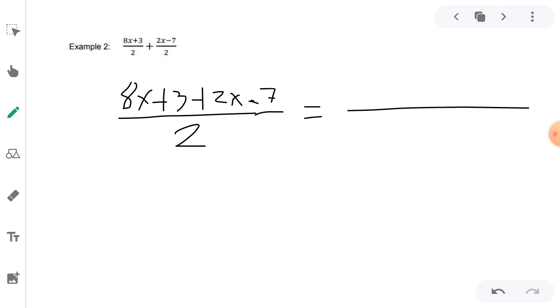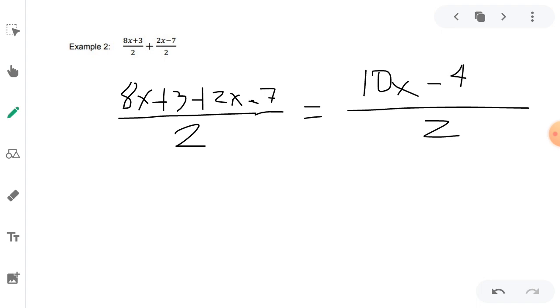And then, anong gagawin na next step? Kung mapapansin natin yung ating numerator, they have the like terms or the common terms. So, the like terms here is the 8x and 2x. So, we need to combine them. So, 8x plus 2x is 10x. And then, the constants, which is 3 and negative 7. So, 3 minus 7 is negative 4.